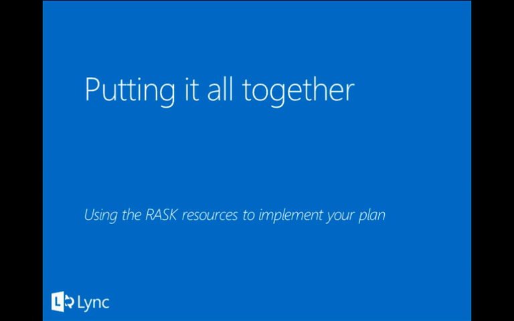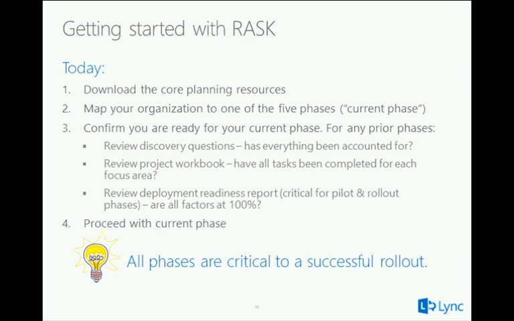All right, let's put it all together. So today, you can go to the RASK site, download your 3 files, get everything on your desktop, and start looking through those materials. Now, you probably want to map your organization to one of the current phases to figure out where you are. Are you in the planning phase? Are you in the proof of concept? So know where you are, and then confirm that you've covered everything in the previous phases.